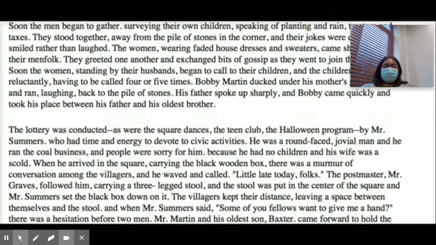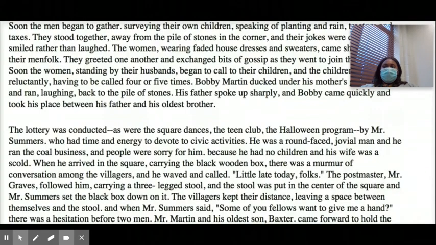The lottery was conducted, as were the square dances, the teen club, the Halloween program, by Mr. Summers, who had time and energy to devote to civic activities. He was a round-faced, jovial man, and he ran the coal business, and people were sorry for him because he had no children and his wife was a scold.